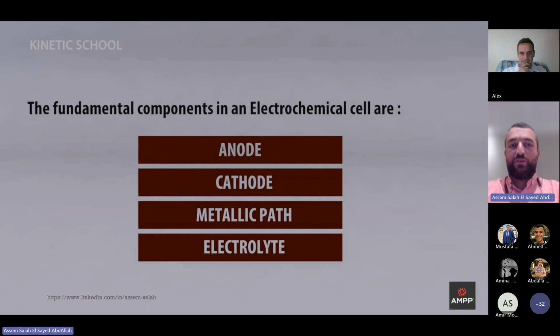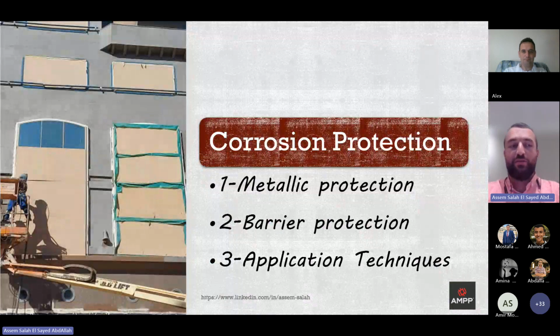If you connect the anode with the cathode by the electrolyte and the metallic path between them, the anode in this case will be corroded because the electrons will pass from the anode to the cathode in the electrical connection, and you have here two cases. One metal will be corroded and one metal will be expanded. Okay, this is the chemistry of corrosion.